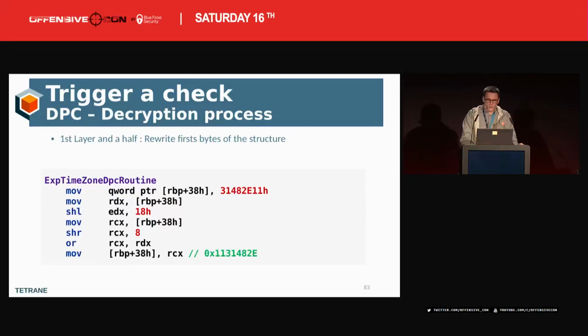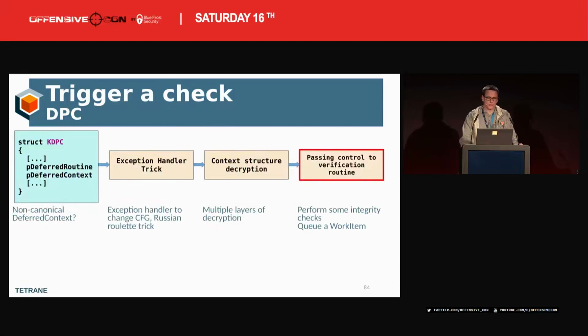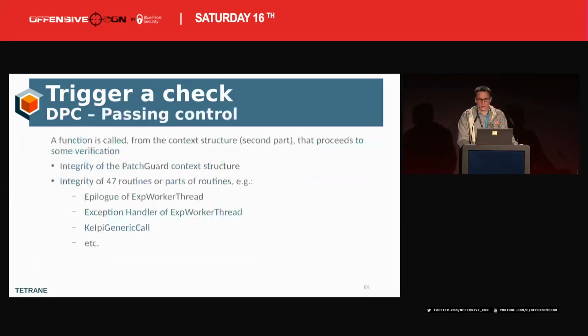So once this context structure is decrypted, basically it will pass control to the verification routine, but that's not as simple as it seems. First, it must perform some checks. Basically, it will check the PatchGuard context structure integrity, which is necessary to check whether or not an attacker has modified it during its sleep.